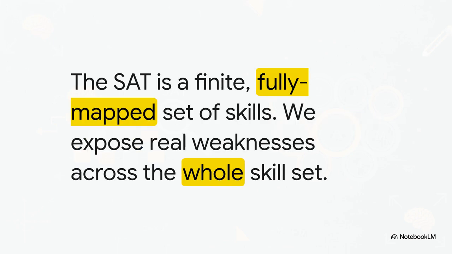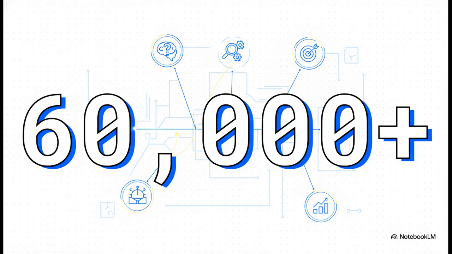So how do we fix this? The only way to eliminate those dangerous blind spots is by mapping the entire battlefield. You see, the SAT isn't some mysterious, infinite universe of questions. It's actually a finite, fully mapped set of skills. And FalitMastery's very first step is comprehensively mapping every single one of those required skills. The practice and the exams span the whole skill set, not just some random slice, which exposes your real weaknesses right across the board.